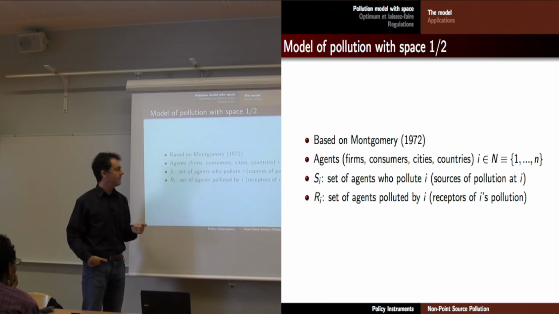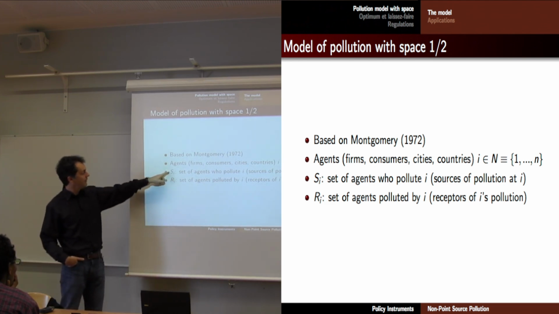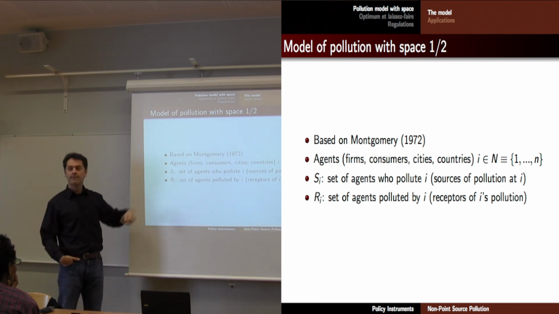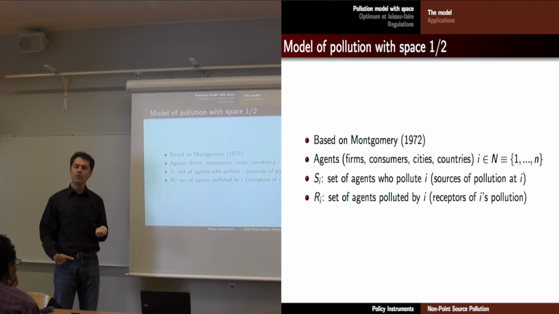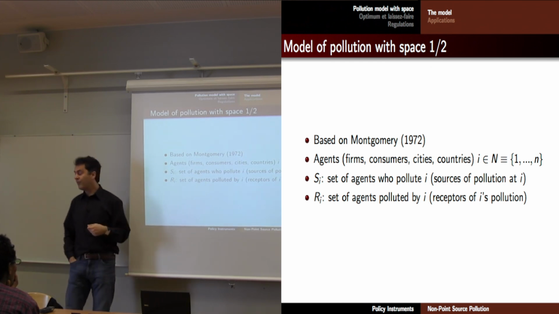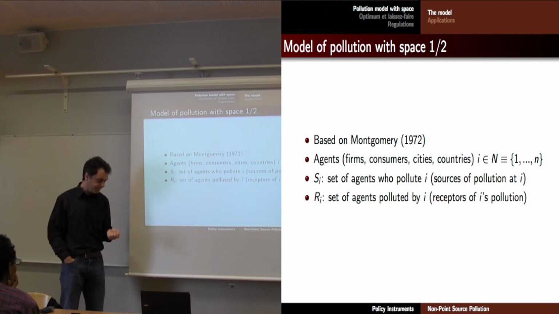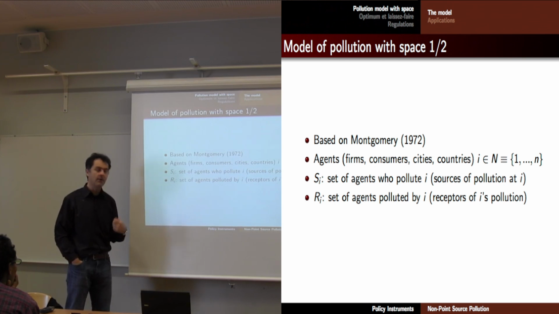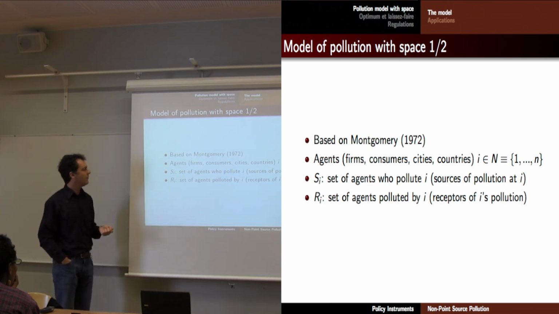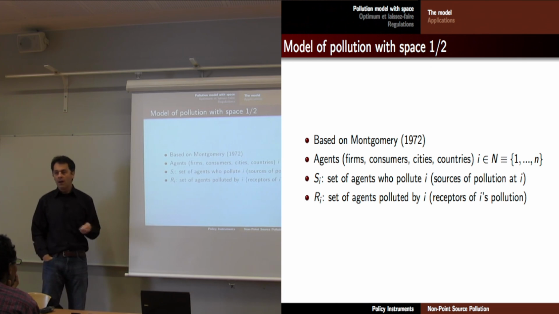among them, and this will be done with those two sets. So for each agent, you need to know each victim of pollution. You need to know who are impacting their welfare, who are the sources of the pollution where the agent is located.